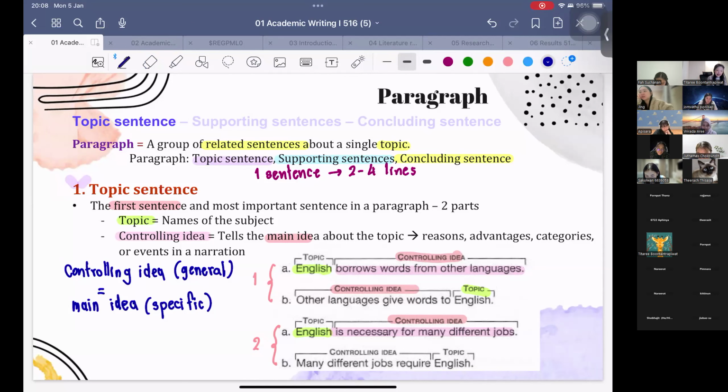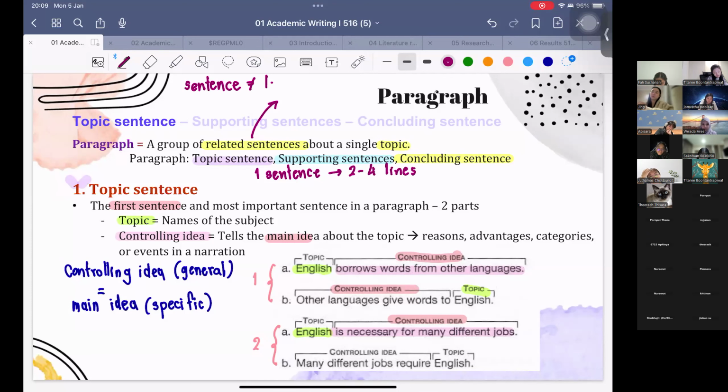And when I say related sentences, a good paragraph is not 2 lines. First of all, the words sentence and line are not the same. A line is just from the start to the finish, on the same line. However, one sentence can have many lines. That's hard to understand.